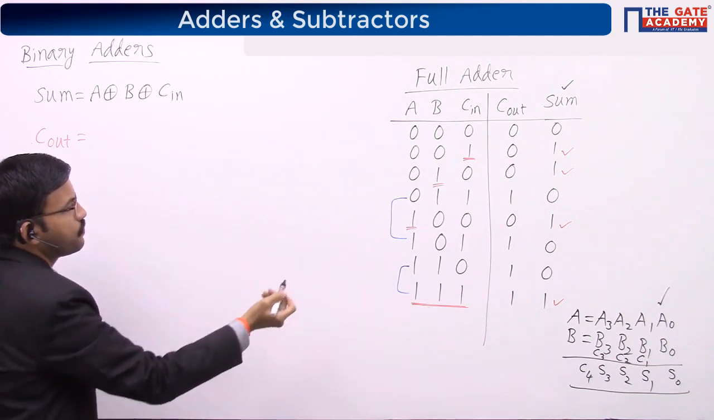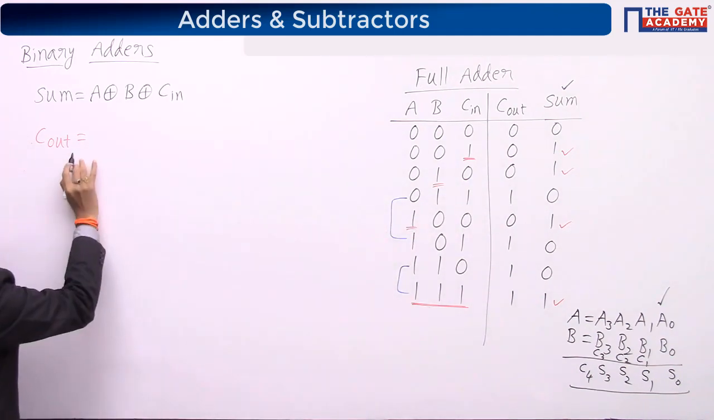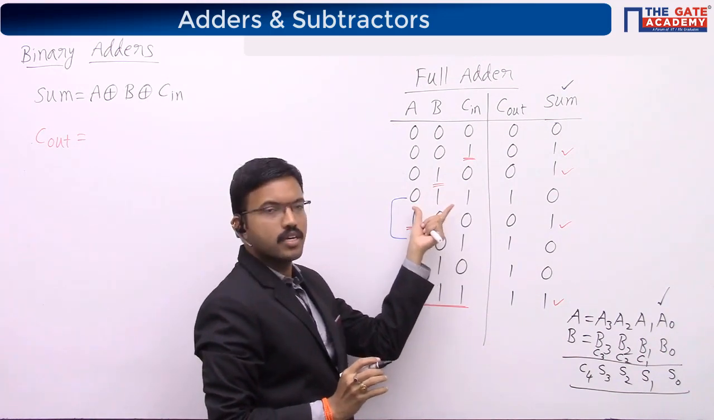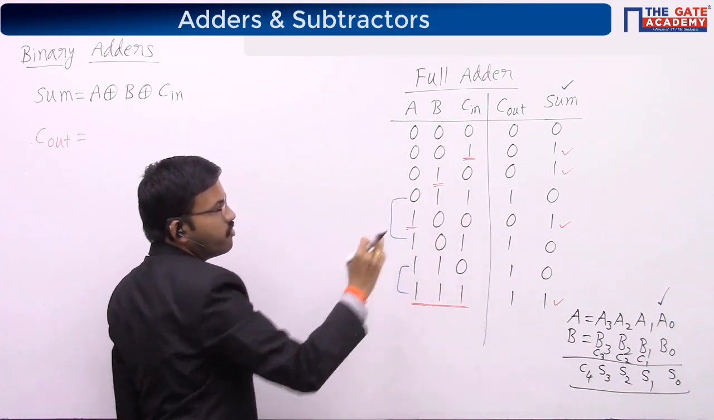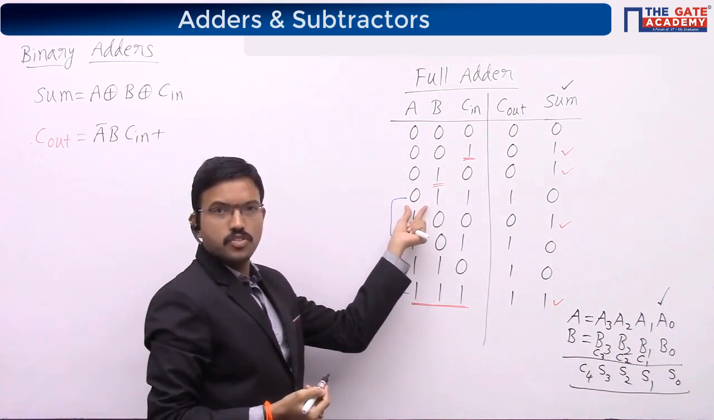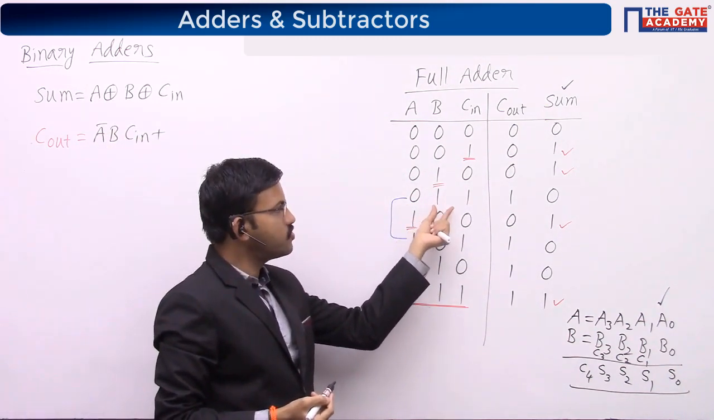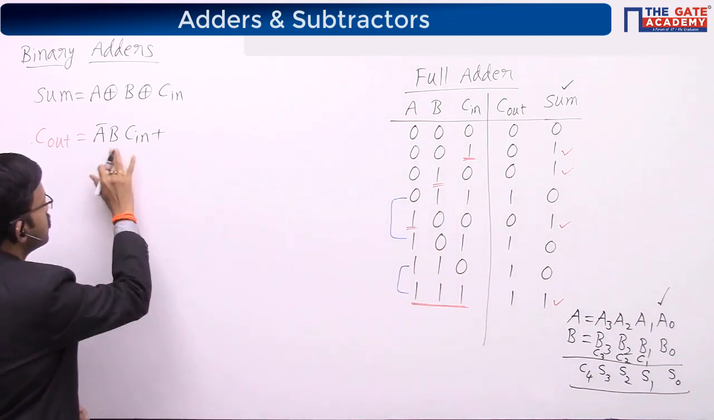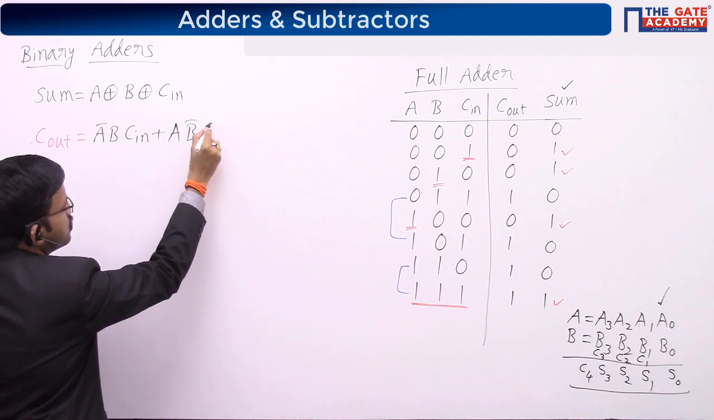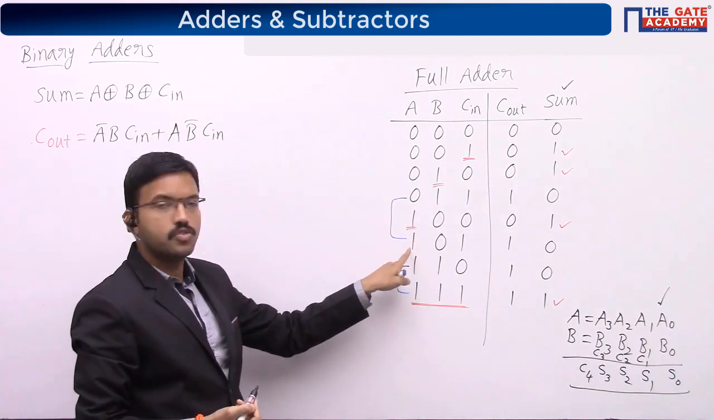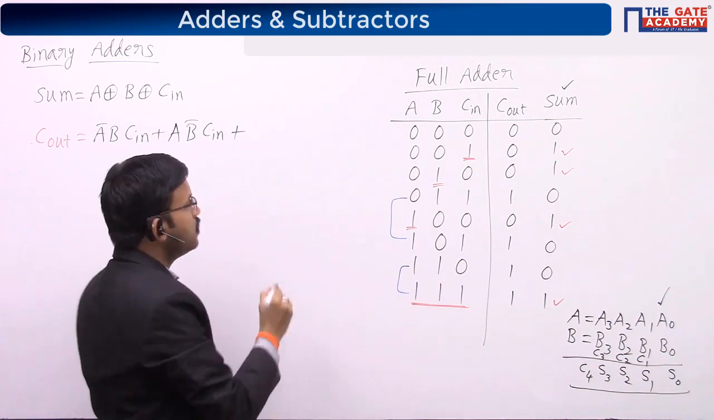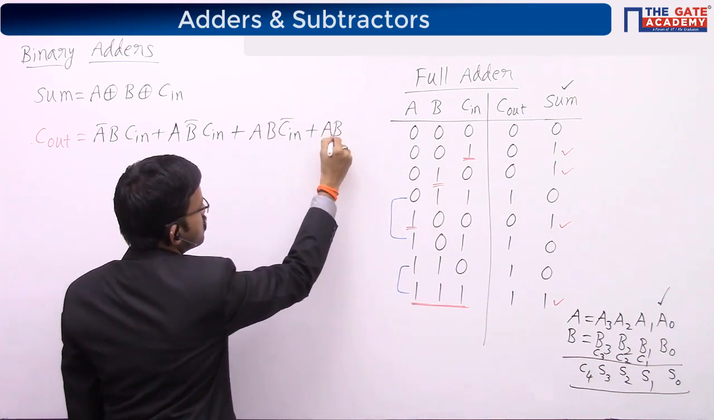Okay. Now let us write the min terms. Cout is getting 1 for these terms. In terms of A, B, Cin, how can we write? A bar B Cin: A value is 0, so A bar, B value is 1, Cin value is 1. A bar B Cin plus A B bar Cin. I have written these two terms. Now I am writing these two terms: A B Cin bar plus A B Cin.